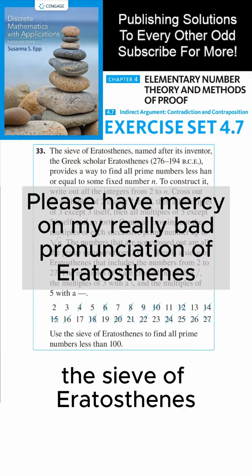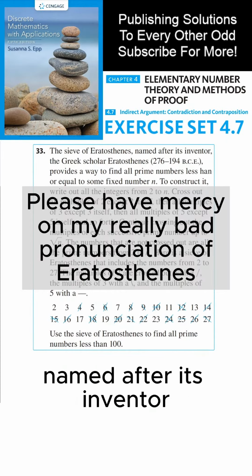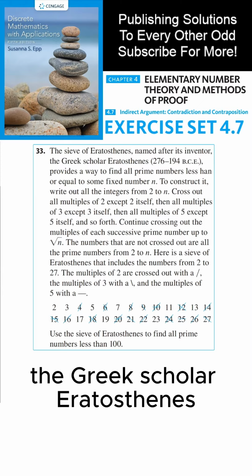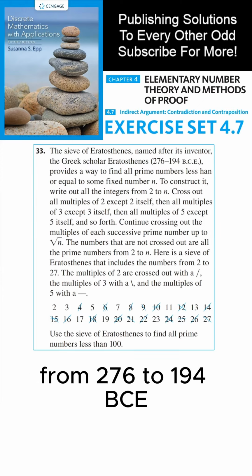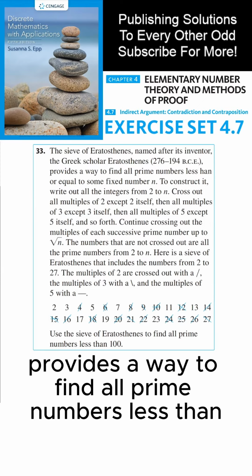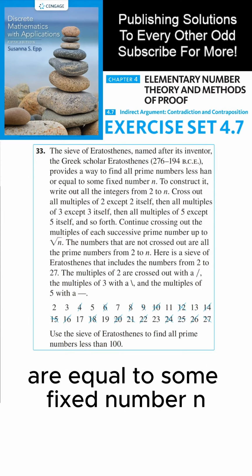The Sieve of Eratosthenes, named after its inventor, the Greek scholar Eratosthenes, from 276 to 194 BCE, provides a way to find all prime numbers less than or equal to some fixed number n.